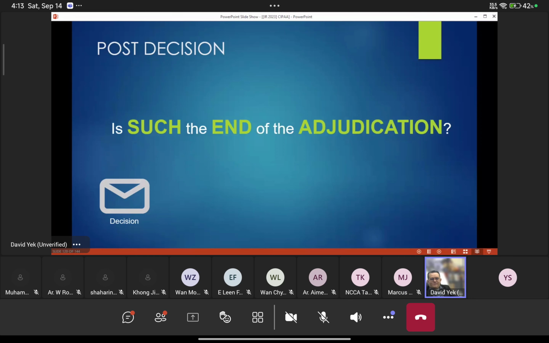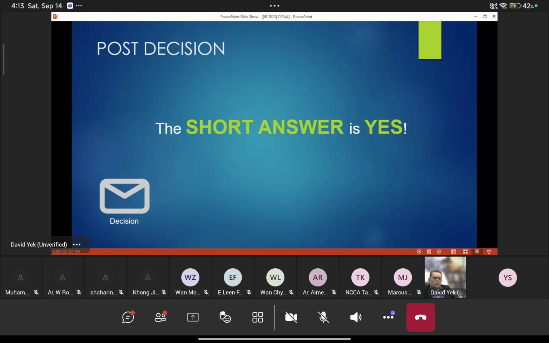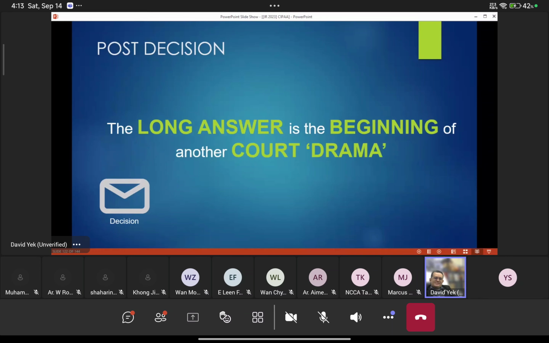Now, can I consider it the end of the adjudication? The short answer is no. No, the short answer is yes. The adjudication has ended, but something new starts. The long answer is the beginning of the court drama. Once you receive the decision, the party that finds it favorable will take that decision to be enforced in court. The other losing party will try to take the decision and set it aside. This is what I mean by court drama, because this has to happen in court.